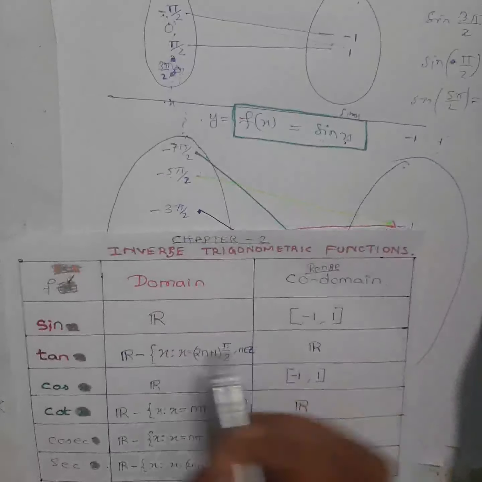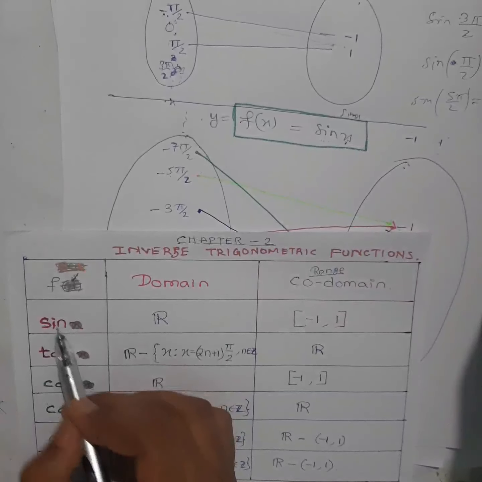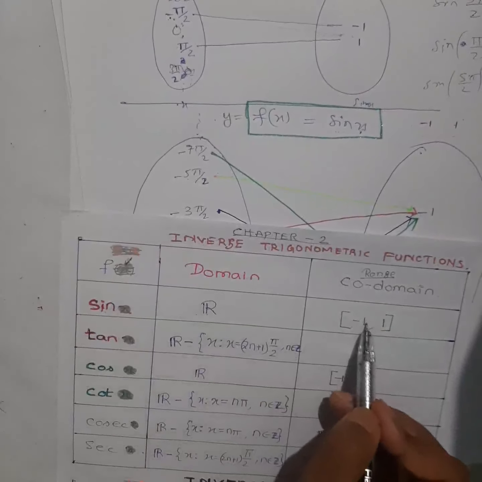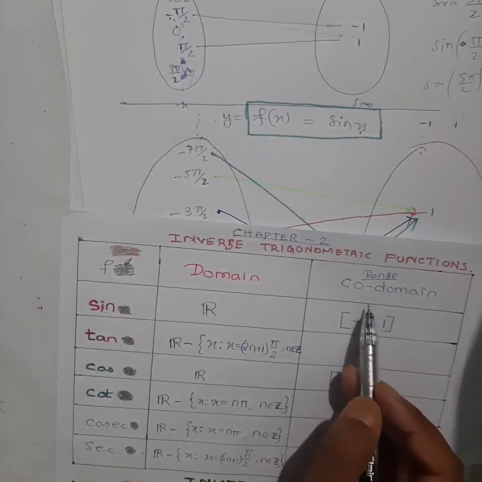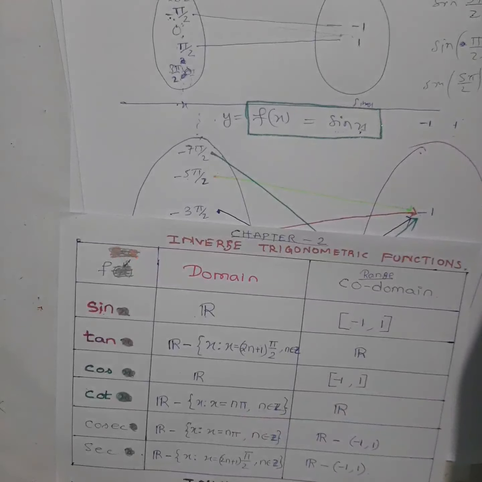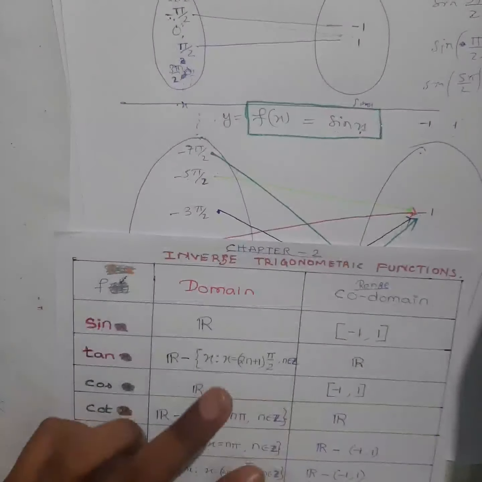I hope it's clear. So when your function is sine, your domain is the set of real numbers, and your codomain means I am going to take range only, right? So your range will be how much? Minus 1 to 1.